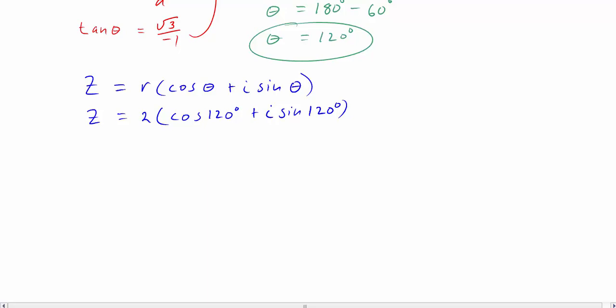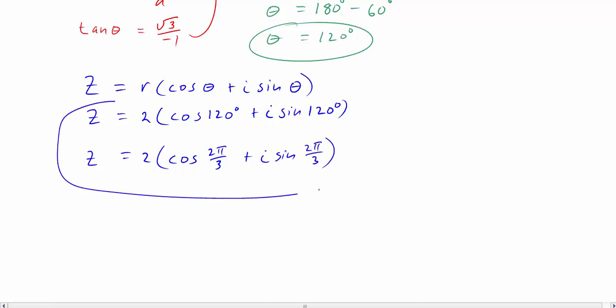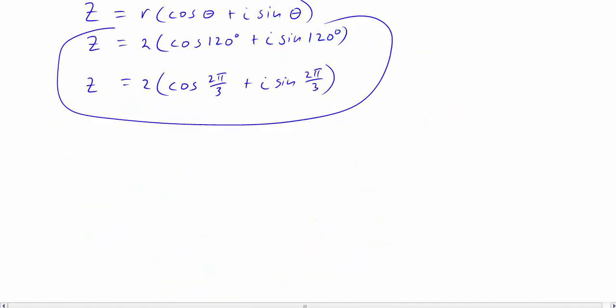And then, of course, if you went to your unit circle, we had this in terms of degrees, and 120 degrees would be the same thing as 2 pi over 3. So we could certainly write this as the cosine of 2 pi over 3 plus i sine of 2 pi over 3. So either one of these would be correct, depending on whether you want to be in degrees or radians. So let's look at our next example.